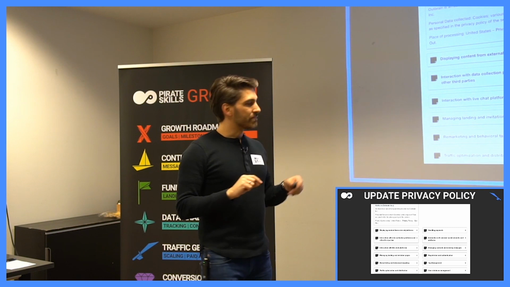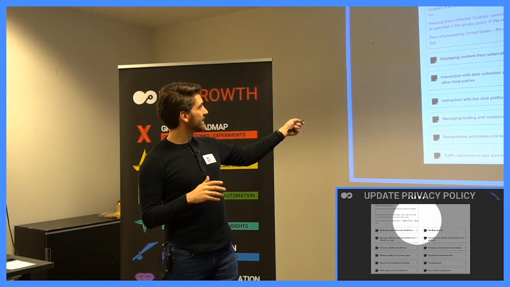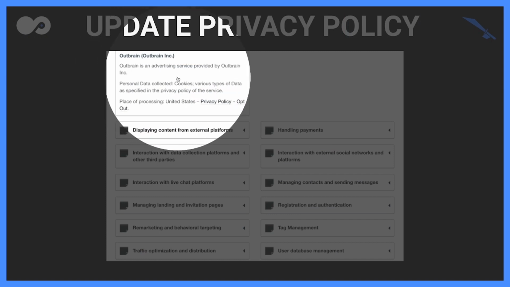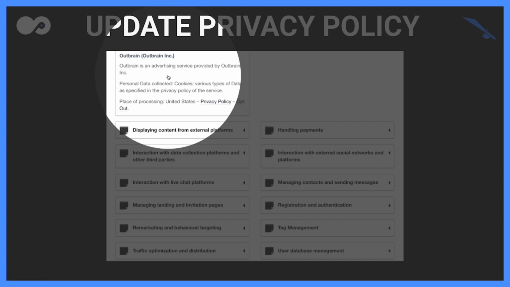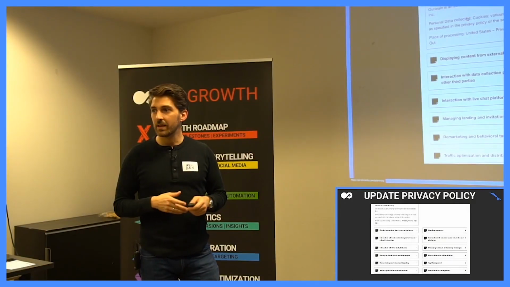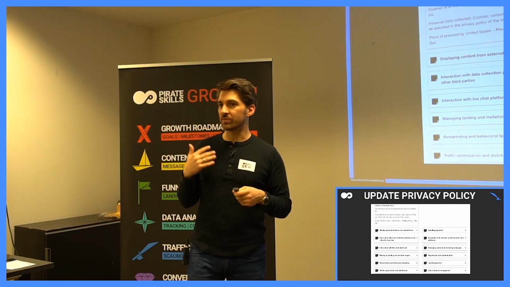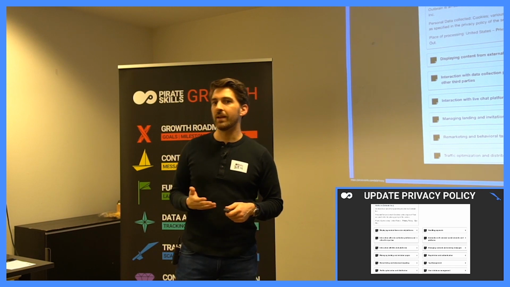So I use eRecht24 for my privacy policy, and this little snippet up there is the Outbrain warning, with the opt-out link and the data types, which data types are collected. Pretty simple stuff, but I would just recommend to add it whenever you add a new tracking pixel to your website.